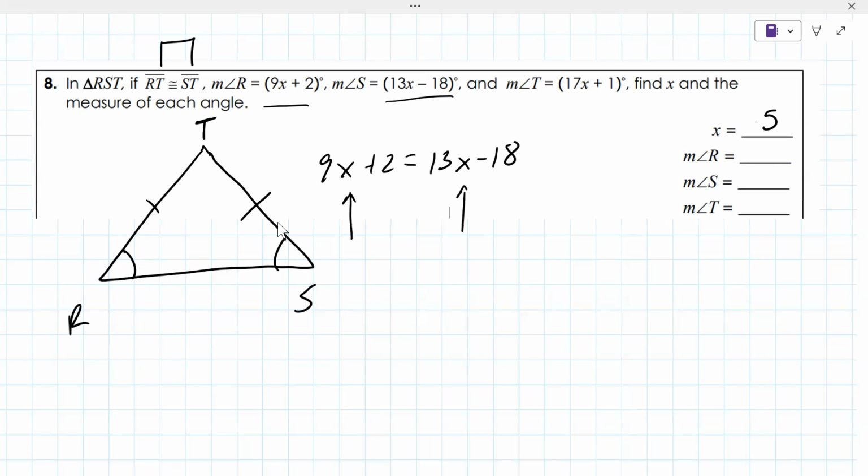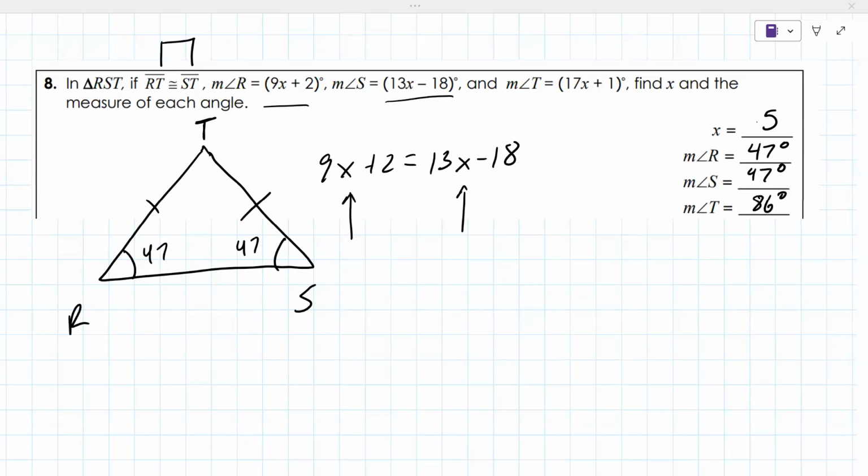Okay, R and S are both 47. Okay, very good. Now to find T, you could put X back in here, or you could do the whole thing: the three angles add up to 180, so subtract those two angles from 180. It's actually up to you, however you want to do it. Okay, and T is 86. You got it. Very good.